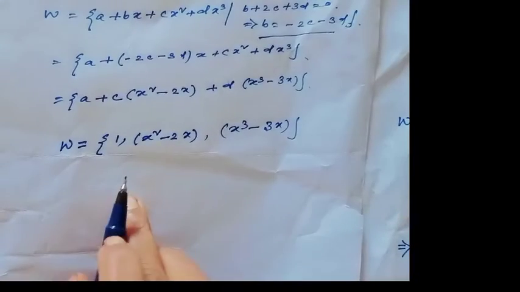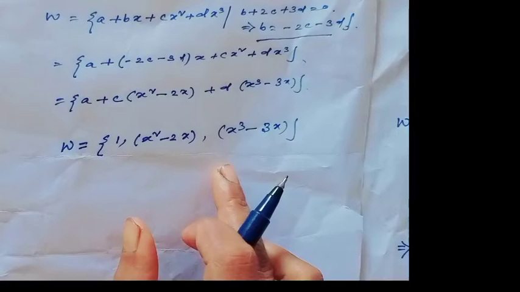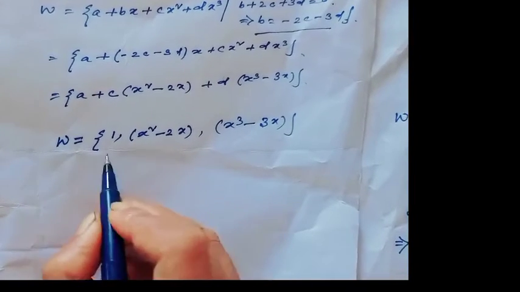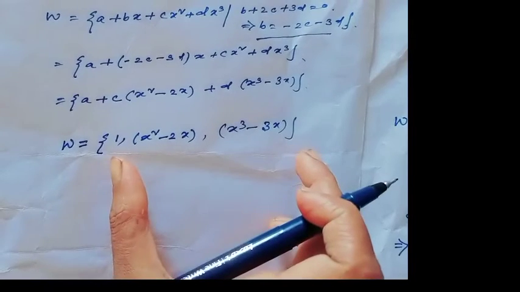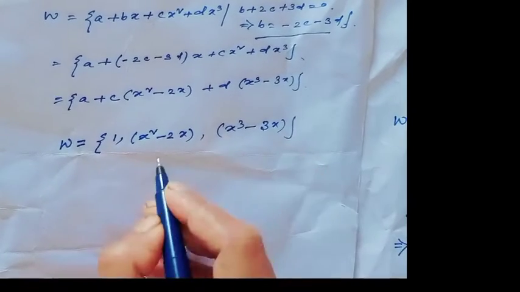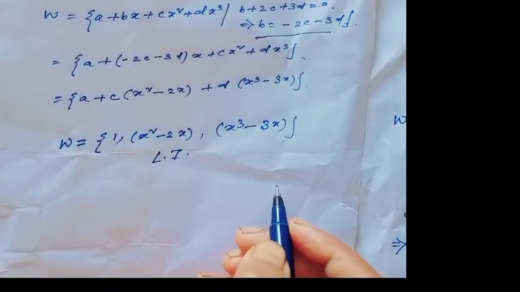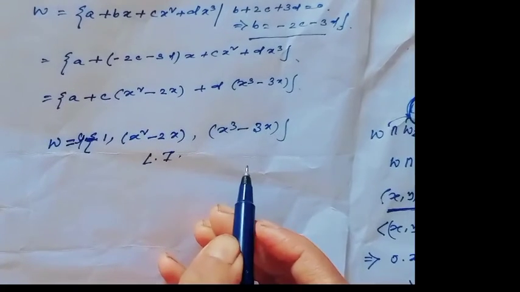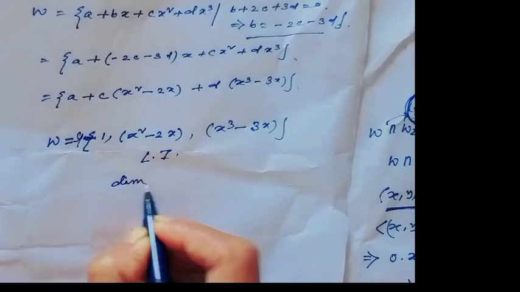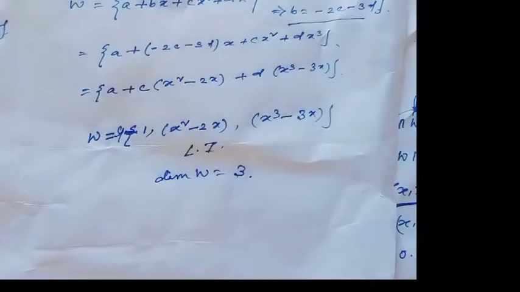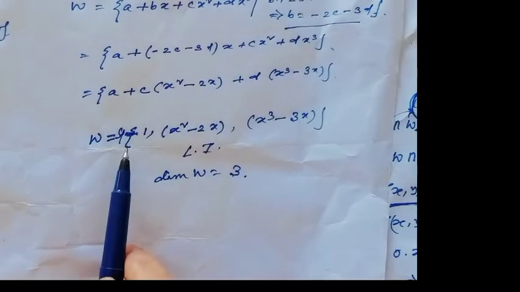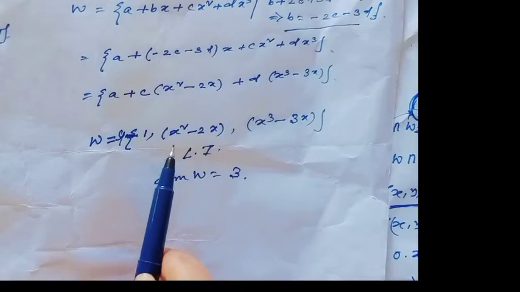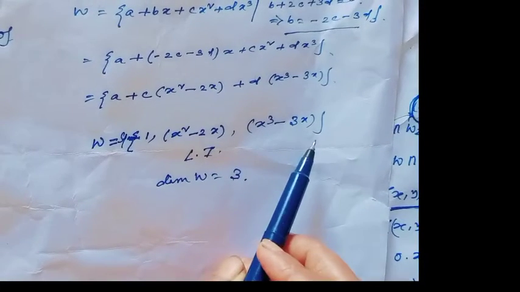And obviously, just similar to before, check it yourself, this subset, which is constituted by these polynomials, is linearly independent. So since W is spanned by these vectors, which are linearly independent, obviously the dimension of W is 3. Okay? And notice here the subspace W is spanned by 1, x square minus 2x, x cube minus 3x, these three linearly independent vectors.